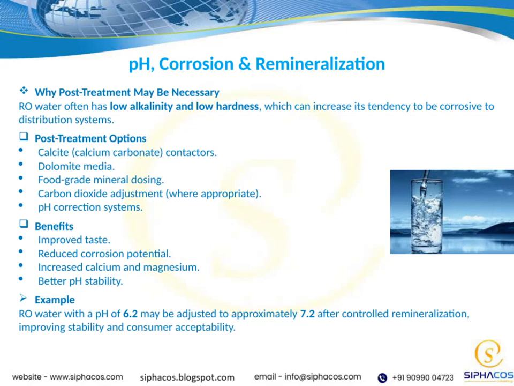When we treat water with reverse osmosis, the result is often very pure, but also quite soft and slightly acidic. This low alkalinity and hardness can make the water corrosive to pipes and systems downstream. That's why post-treatment is often necessary. We have several options: calcite or dolomite media, food-grade minerals, carbon dioxide adjustments, and pH correction systems. These methods improve taste, reduce corrosion, boost calcium and magnesium levels, and stabilize pH, for example. Raising pH from 6.2 to around 7.2 makes the water more balanced and pleasant to use.